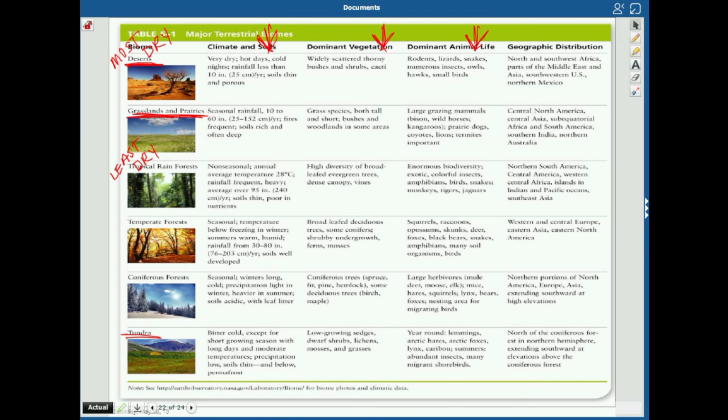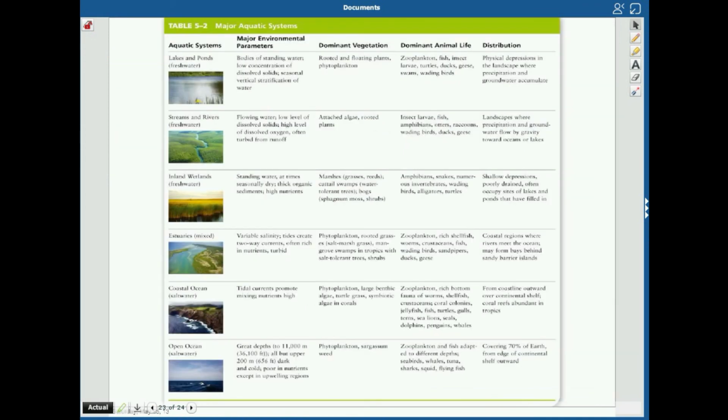Your major terrestrial biomes, you may see some other ones like taiga, things like that. But these are your basic terrestrial biomes, and these are your basic aquatic biomes. And we'll talk more about aquatic ecosystems, especially marine and fisheries and things like that next week.